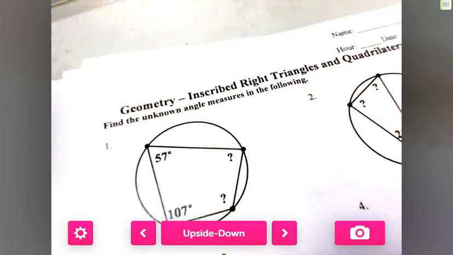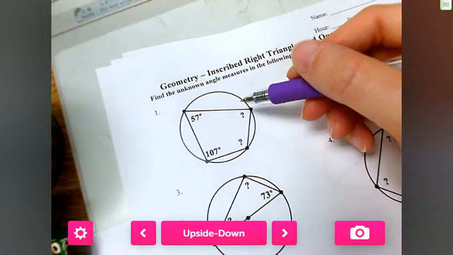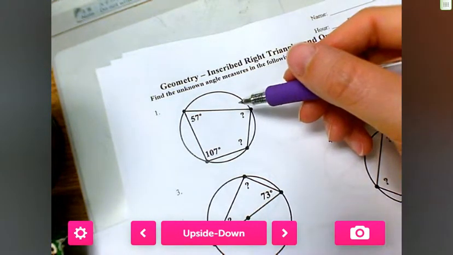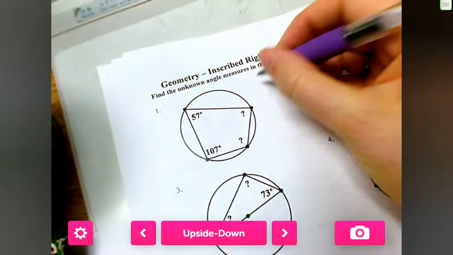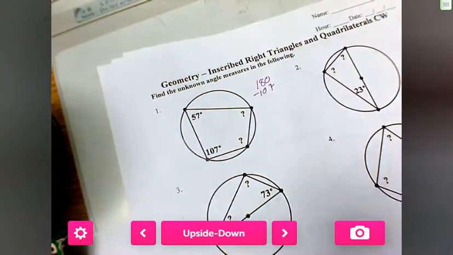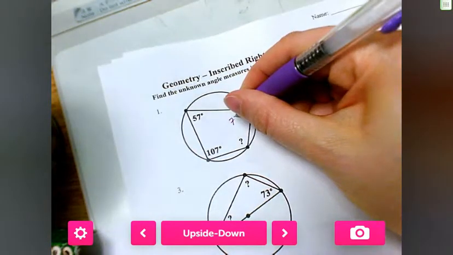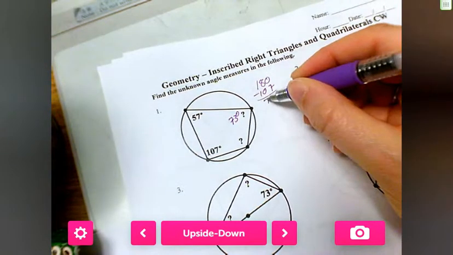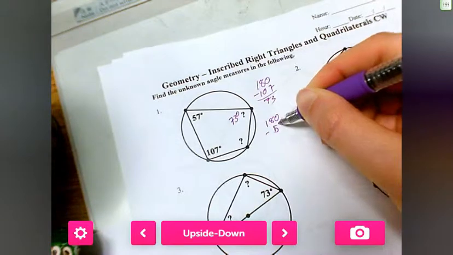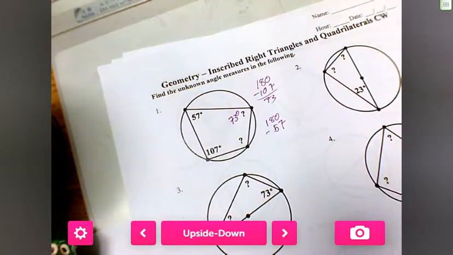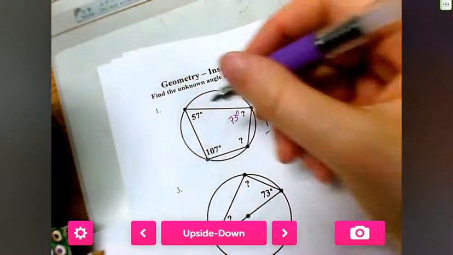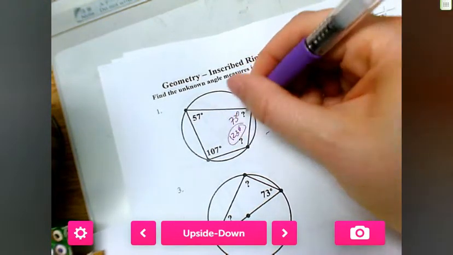All right, we are looking at inscribed right triangles and quadrilaterals. We're going to talk about how to figure out these opposite angles. Well, I just told you what we're going to do is we're going to go 180 minus 107. And we get this angle is 73 degrees. Then I'm going to go 180 minus 57. Gives us 123 degrees. That's the whole thing that we're doing.